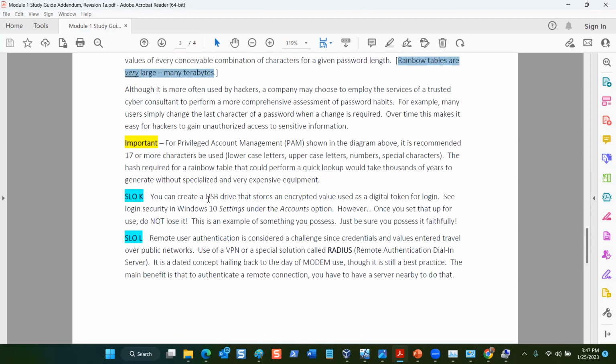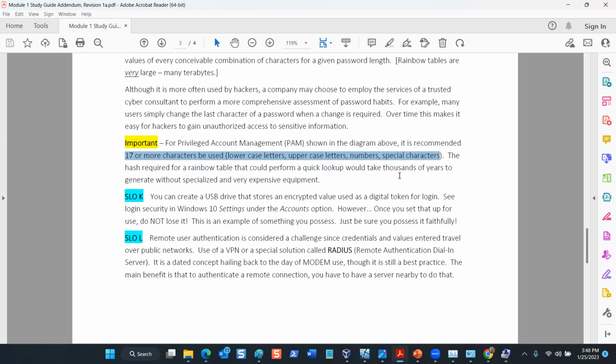Did you know that you can use a USB drive as a token? No. You can put an encrypted value on it, right? So, we talked about privileged account management. One of the things about administrative accounts is that they should be at least 17 characters or more, lowercase, uppercase, numbers, and special characters.